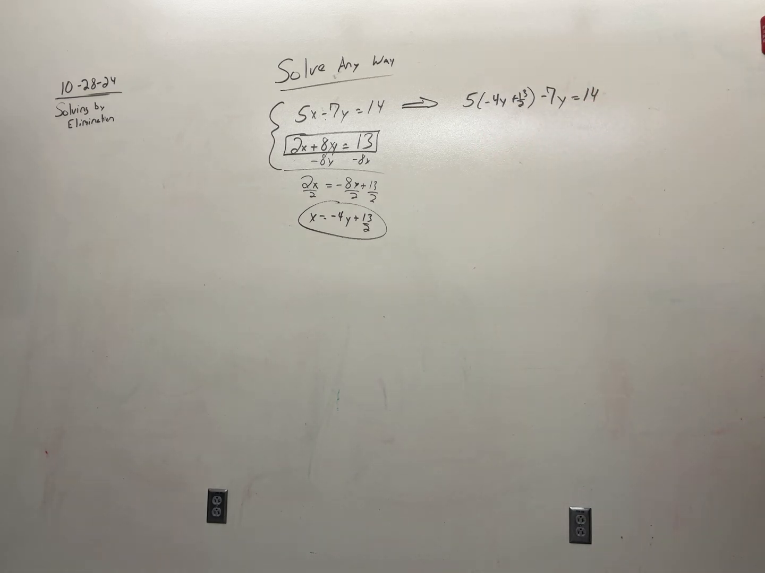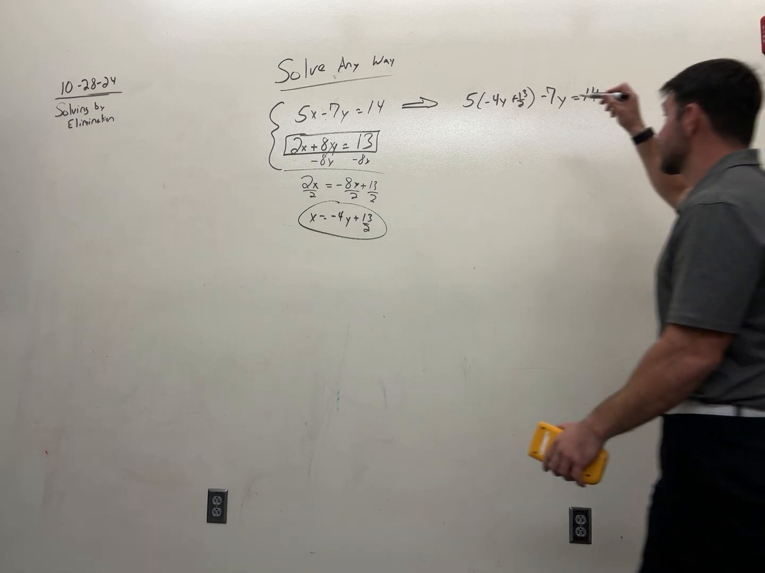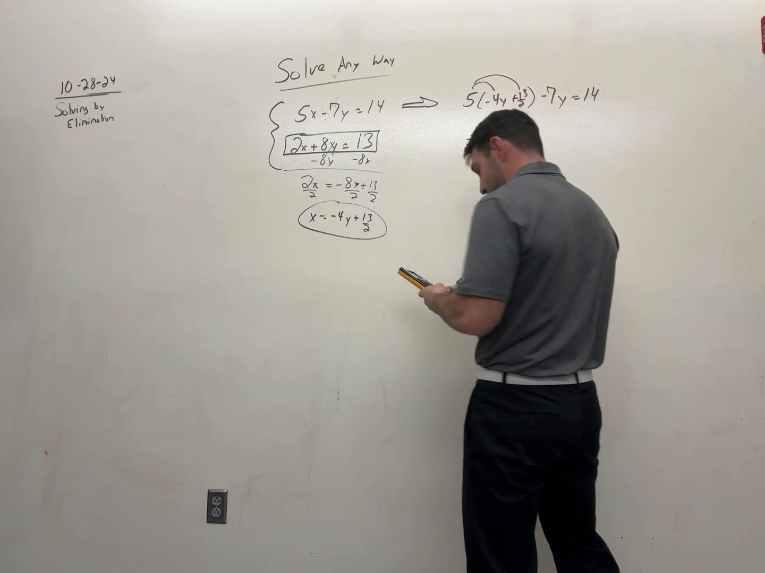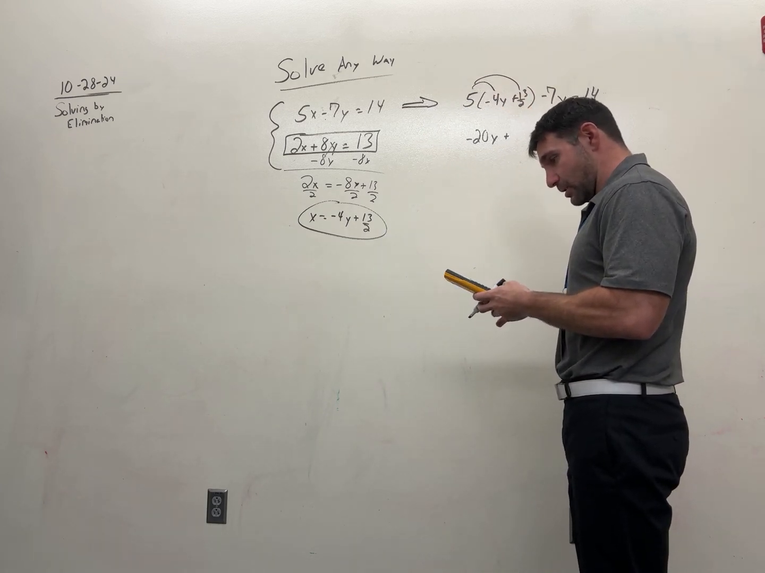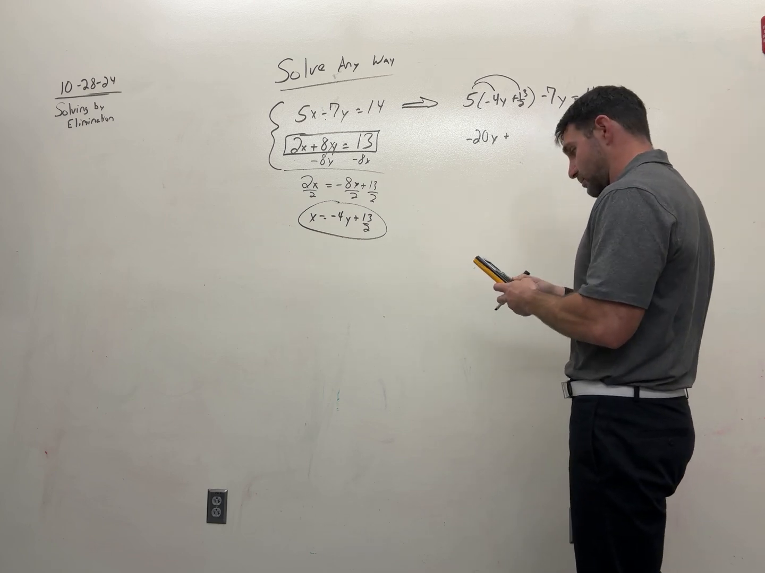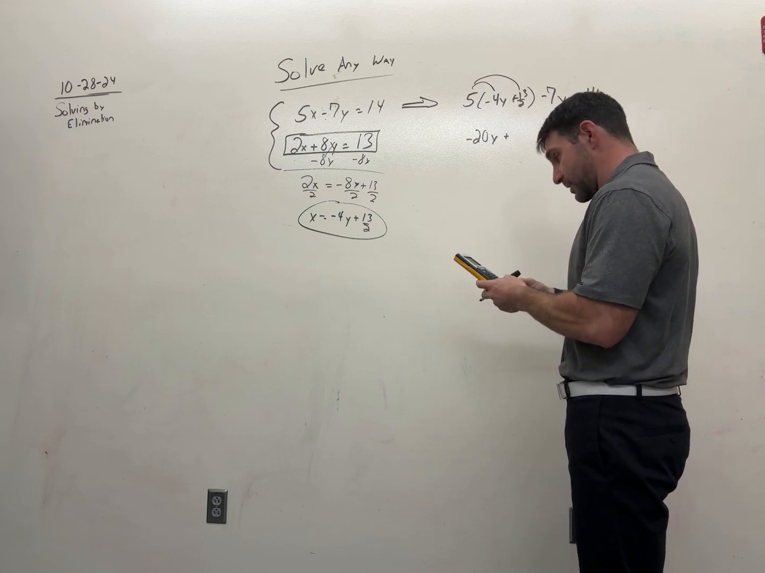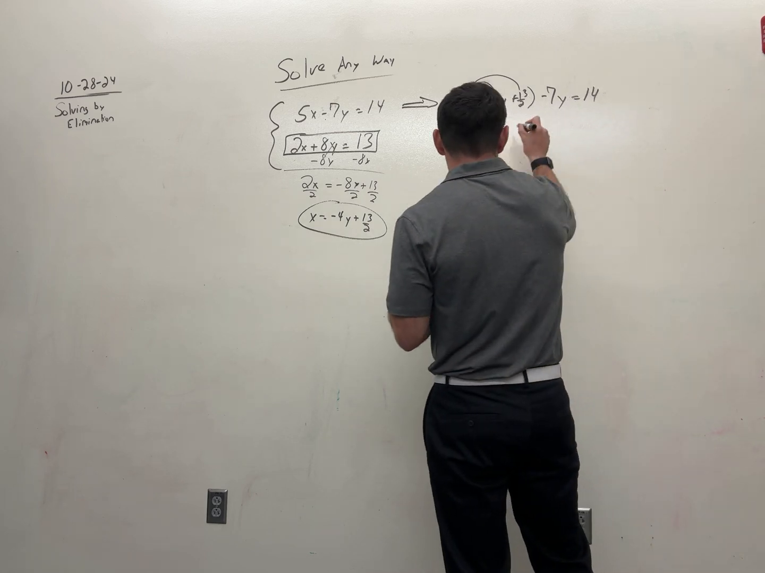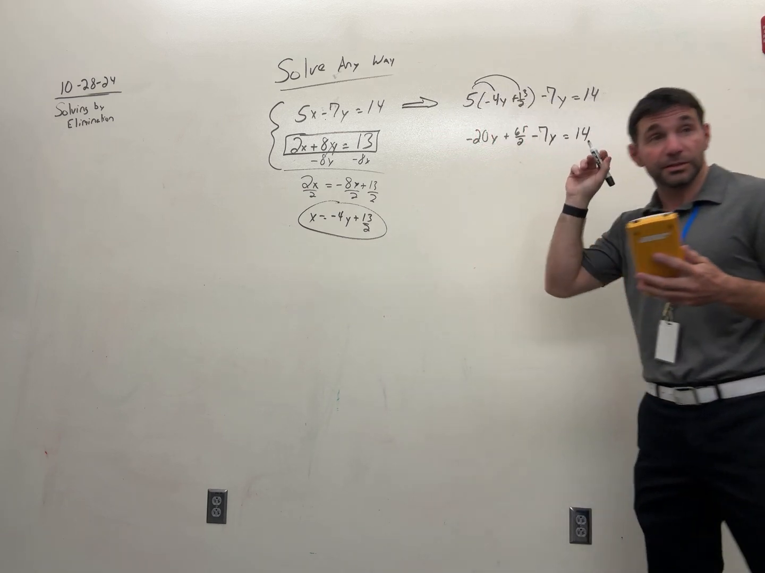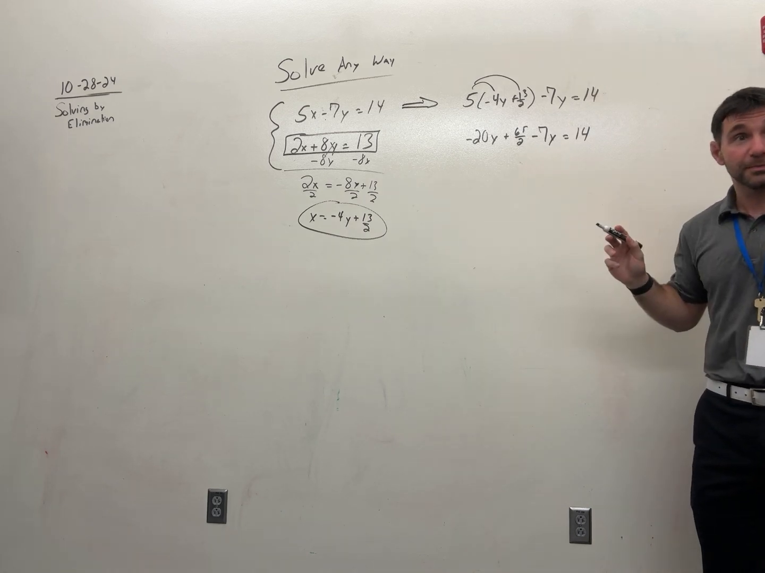I'm going to go slow. Have I lost anybody yet? Okay. So now, let's distribute. Use those calculators. That gives me negative 20y plus, what is that, Mr. H? 13 divided by 2, times 5. Math, enter, enter. Gives me 65 halves. Minus 7y equals 14. So, does everybody understand how I got 65 halves with the math, enter, enter? Yes? Okay.